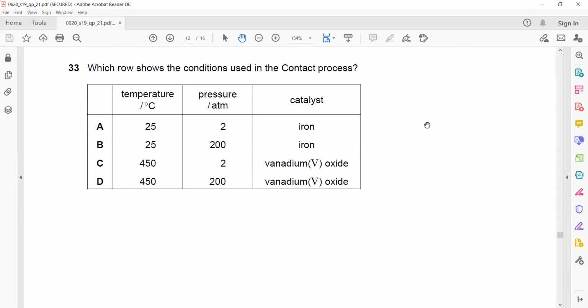Question 33. Which row shows the conditions used in the contact process? The contact process is to manufacture sulfuric acid, and Haber's process is to produce ammonia.